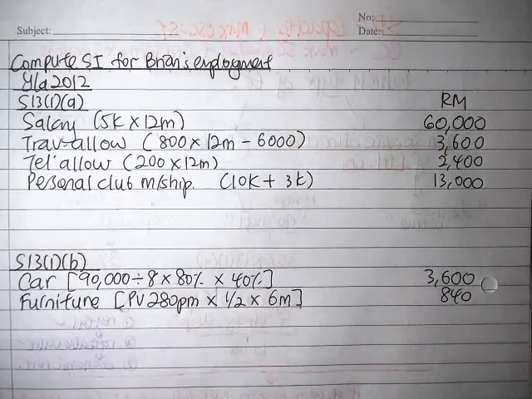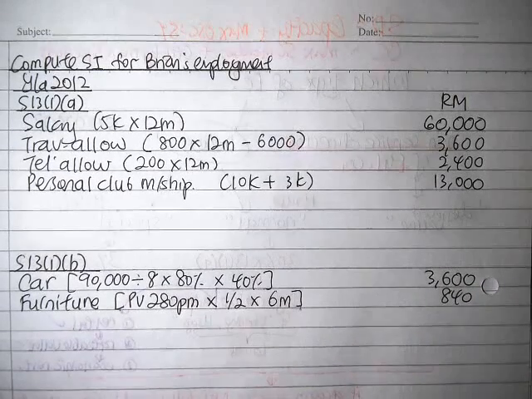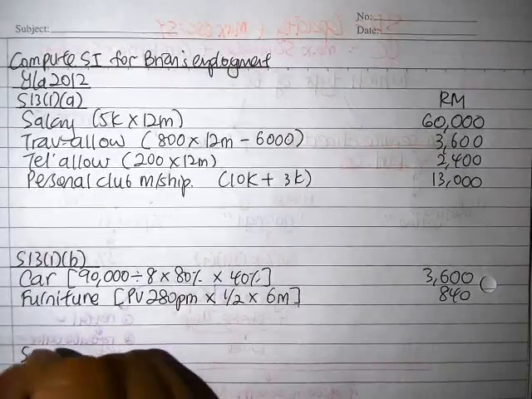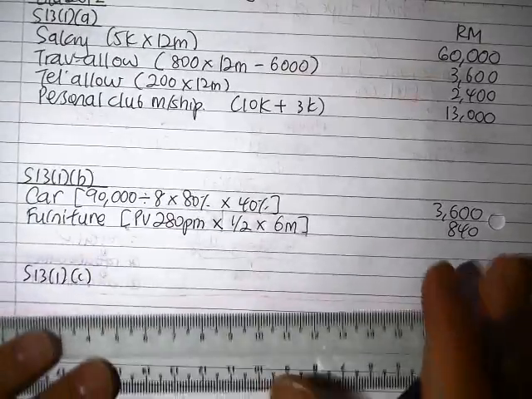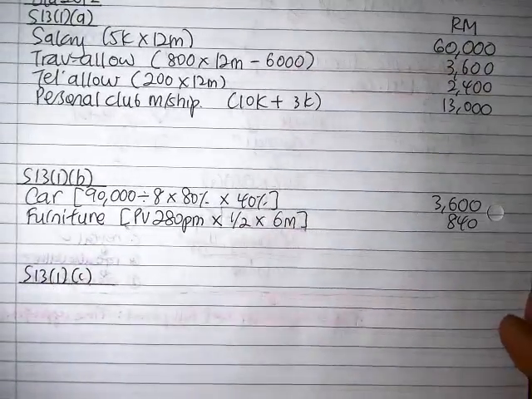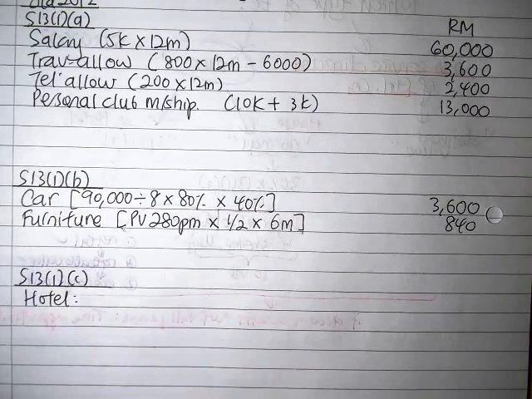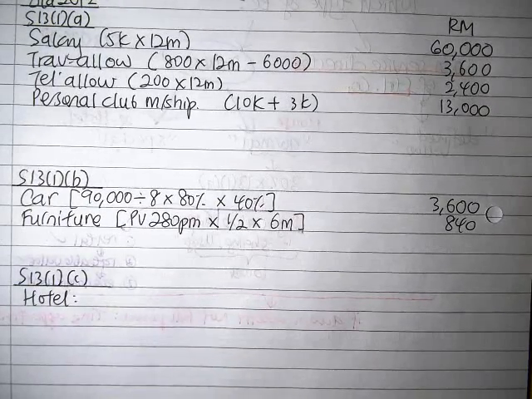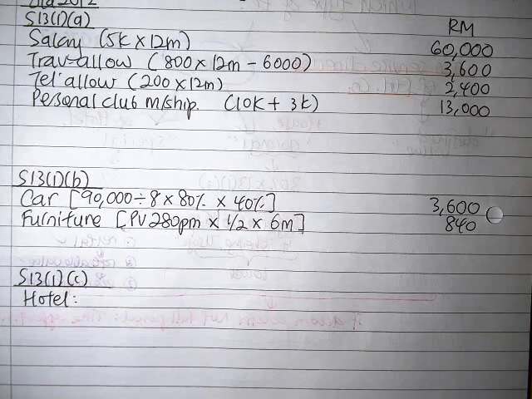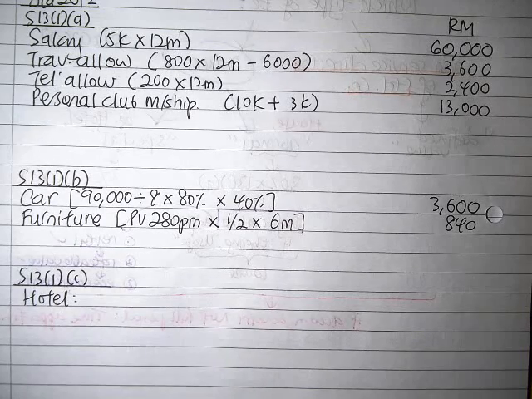So the value of benefit is 240. Alright, so how do you determine the value of 13(1)(c)? Now there's two accommodations we're having over here. First is the hotel. So to determine the value of the hotel, we're using 3% of 1A.